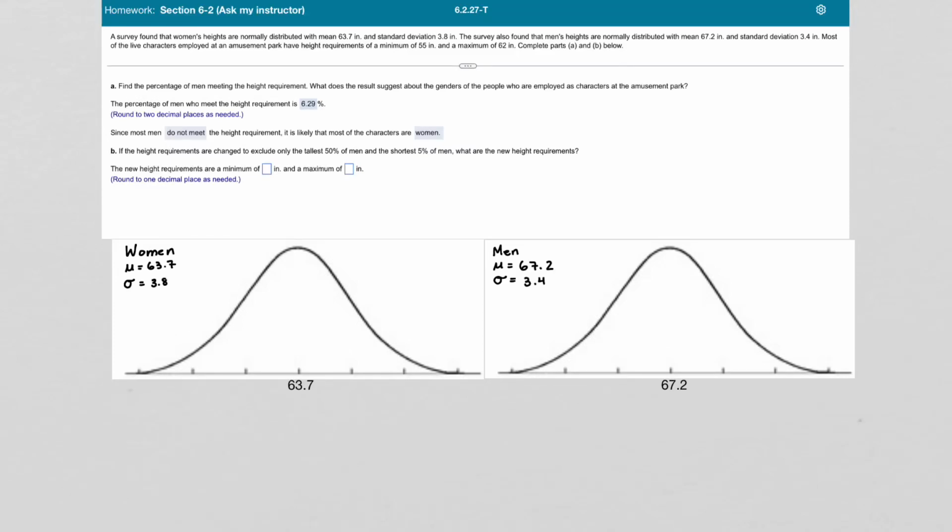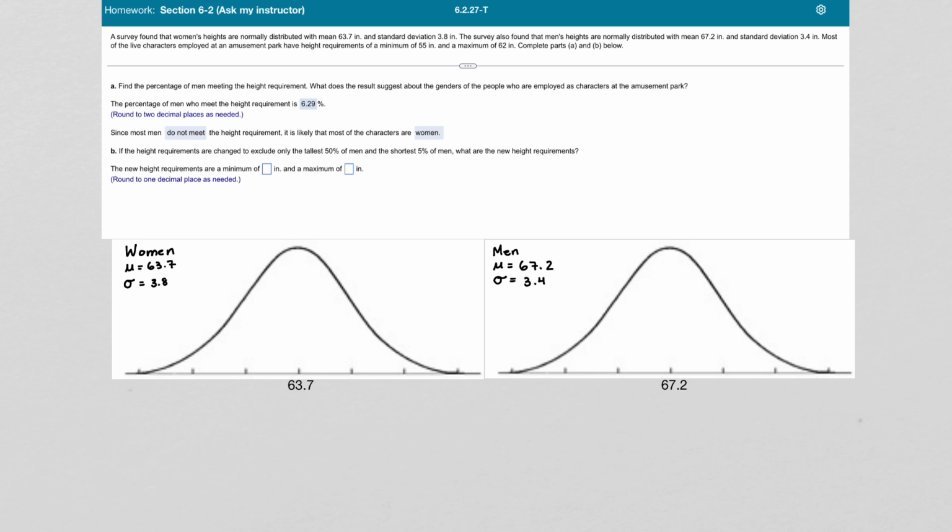In this problem, we're given information about how the heights of women and men are distributed, and it says that most of the live characters employed at an amusement park have height requirements of a minimum of 55 inches and a maximum of 62 inches. So in part A, we find the percentage of men meeting that height requirement.